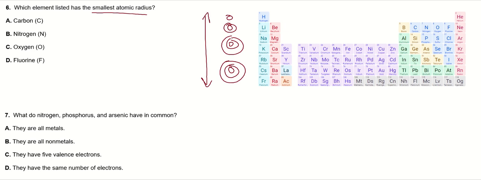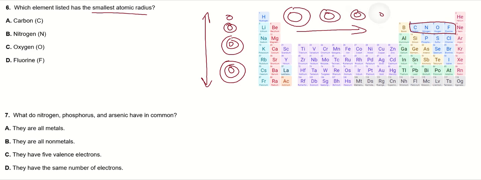So let's see if we have an easy answer. We don't, because they're all right here next to each other in the second period. As you go across to the right, atoms get smaller. In the second period, they all have 2 energy levels, but as you go to the right, they get smaller and smaller because of the increased nuclear charge. So fluorine is going to be, wait, are these the choices? Yeah, fluorine is going to be smaller, and neon will be smaller than that.